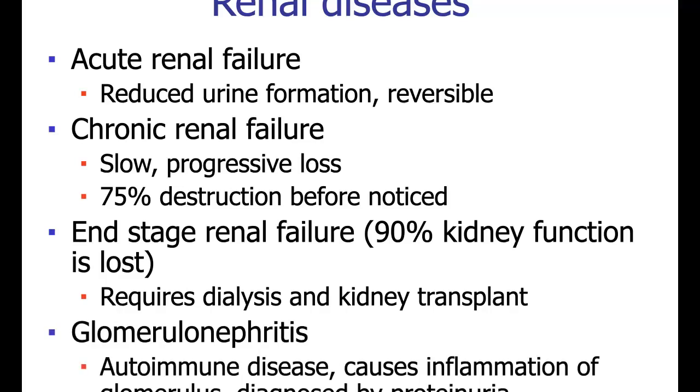Another one that comes up for renal diseases is going to be glomerulonephritis, and this is an autoimmune disease which causes inflammation of the glomerulus, and it's diagnosed by proteinuria. So remember in our lab, we looked at proteins in the urine, and most people are not going to be having high levels of protein in the urine. So if you do, or somebody does, proteinuria is there, and this can be one cause of it too, okay? So it's one way to catch glomerulonephritis is by looking at proteins in the urine.